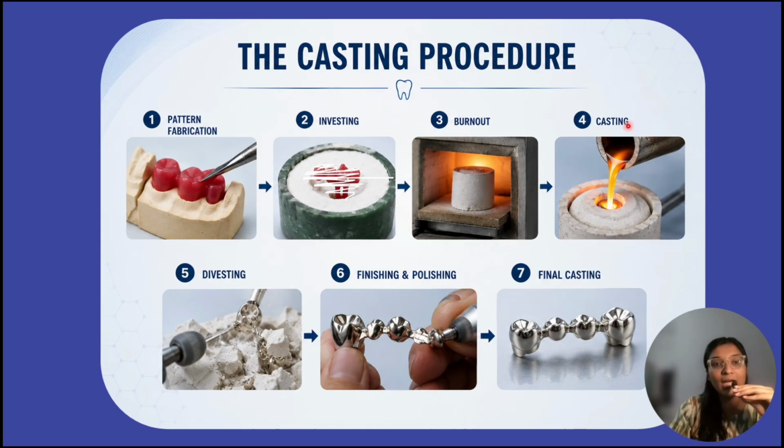This is called casting. And after that, we'll allow it to cool and we'll remove it from the set investment material. Removing from the investment material is called divesting. After that, we finish and polish and we'll cut the single crown and we'll give it to the patient. So this is the casting procedure in brief. And I told you this just to know where the investment materials are used.